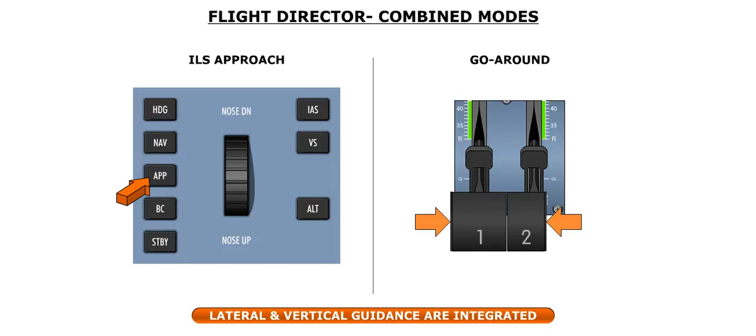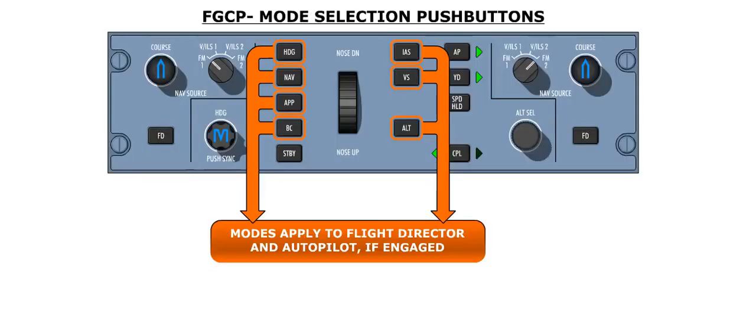The flight director system also has two combined modes, where lateral and vertical guidance is integrated. These are the ILS approach and go-around modes. The modes are selected on the FGCP. It should be noted that modes selected on this panel apply to both the autopilot, if it is engaged, and the flight director.